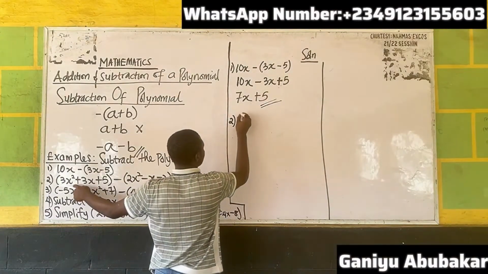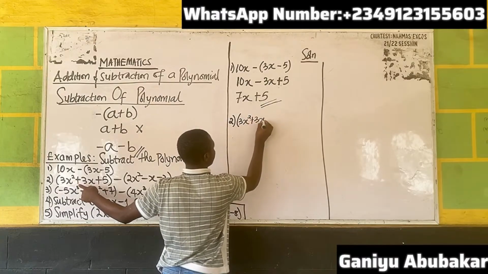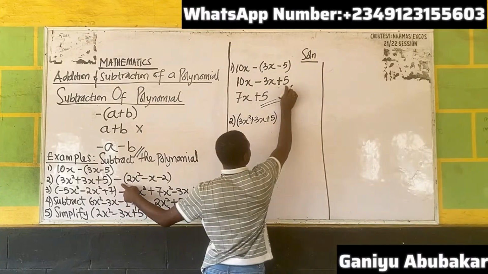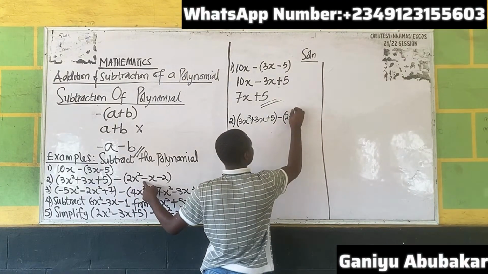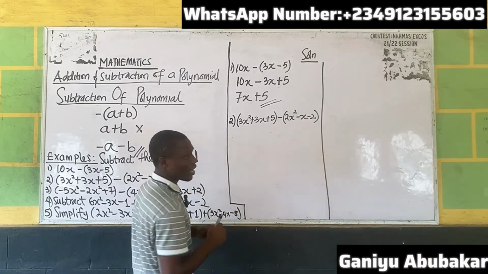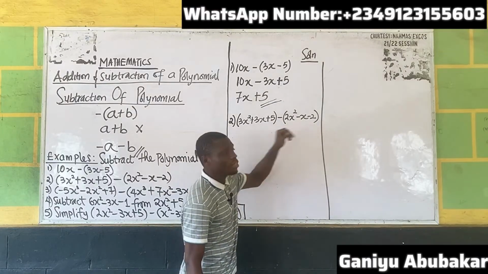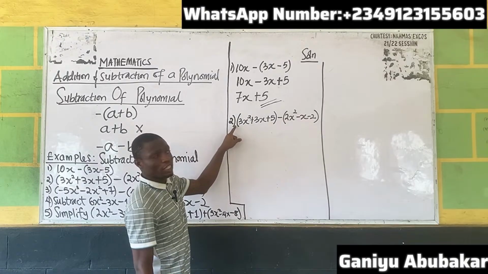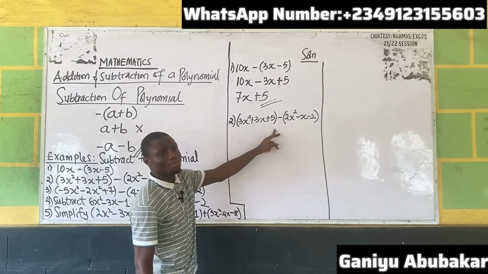Number 2, I have 3x squared plus 3x plus 5 minus 2x squared minus x minus 2. Now, here's the catch. There is a negative sign in front of this bracket, right? What sign will be in front of this bracket here? Since there's no negative sign in front of this bracket, it is plus. And when it's plus, we said you can repeat everything back.